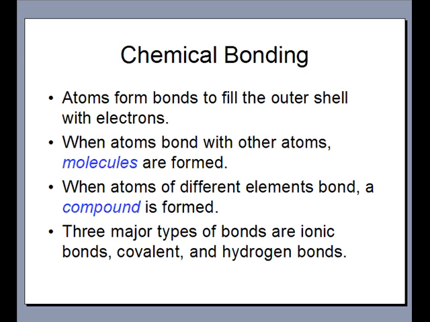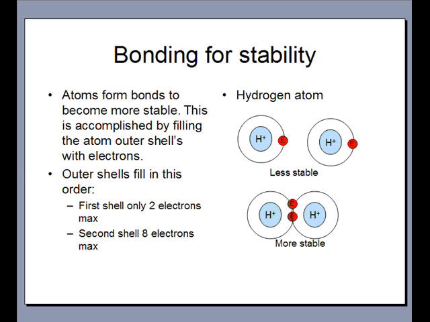Atoms form bonds to fill the outer shell with electrons. When the atoms bond with other electrons, molecules are formed. Atoms of different elements bond and chemical compounds are formed. The major types of bonding we're going to cover in chemical bonding later are ionic, covalent, and hydrogen.